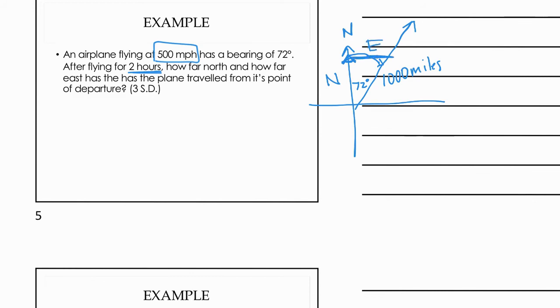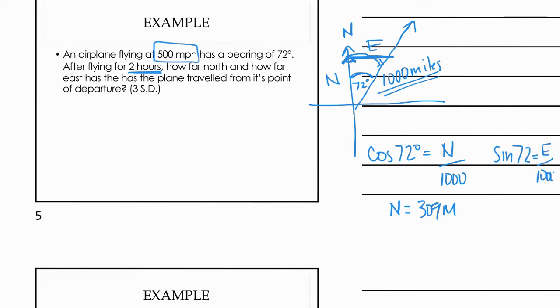Now, you're in luck. This is just a right triangle, right? You've got 72 degrees, you've got 1,000 miles, and you've got trig functions on your side. So the cosine of 72 degrees is the adjacent side over the hypotenuse. You can use your calculator, figure out that the north direction is 309 miles. Likewise, the sine of 72, which is the opposite side, east over hypotenuse. Anyway, you can figure out that east is 951 miles.